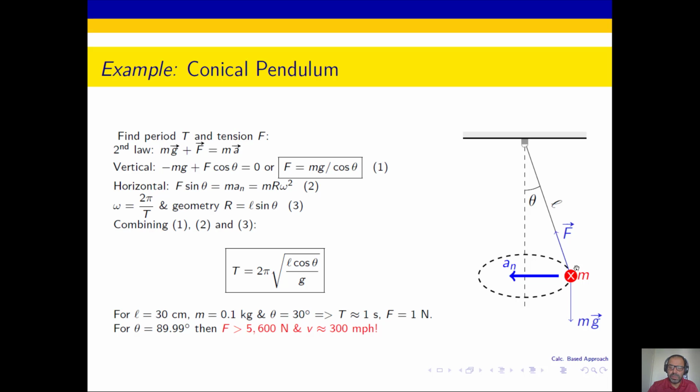In the horizontal direction, again, I have the sum of the forces. Mg has no component. The only component that is left is this force times sine theta equals mass times acceleration. I solve for this problem, knowing that omega is equal to 2 pi over T, and using geometry to help me find the radius of this circular path, which is just given by L times sine theta. Solve this equation algebraically, and I find the period to be 2 pi times the square root of L cos theta over g.